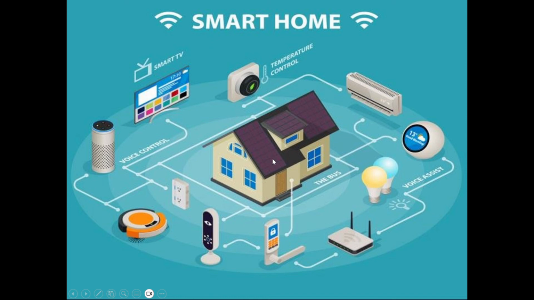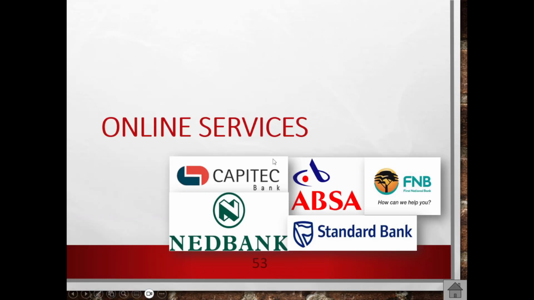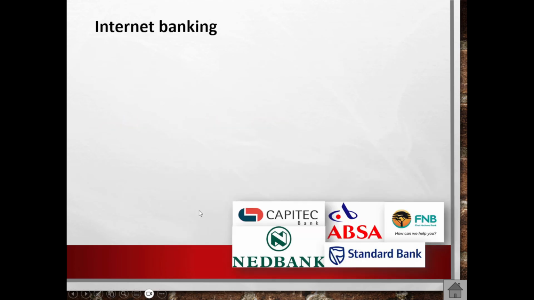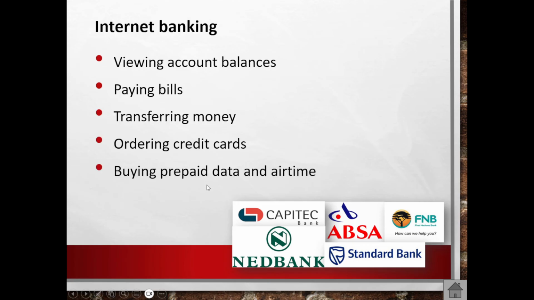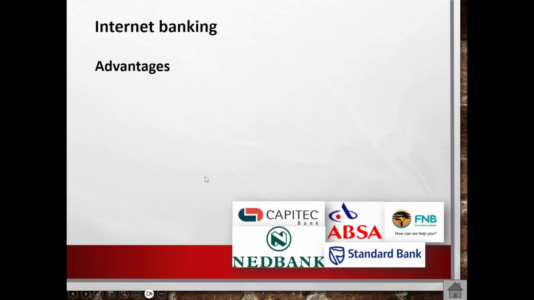So very nice. Then we have some online services. Most of you will be familiar with this. We have things like internet banking. Now, I know most of you are familiar with internet banking. We can use it to view account balances, pay bills, transfer money, ordering credit cards. Don't do too much of that, please. Buying prepaid data and airtime. Do you know what airtime is? When last have you bought airtime, or is it just data? Look, most of what we do is data these days.